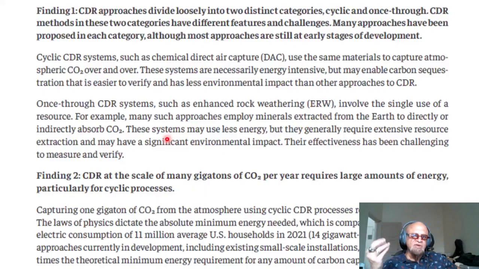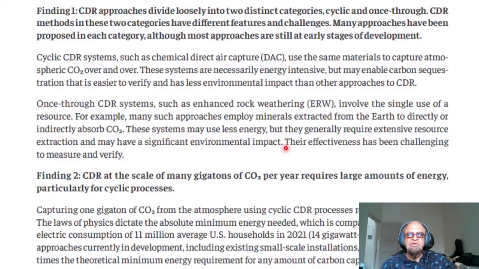So you chop up, grind up rocks and you spread them, and because of the small sizes and large surface area to volume ratio, the weathering rate can be enhanced to take down CO2, because weathering is a natural process via which CO2 is drawn down.